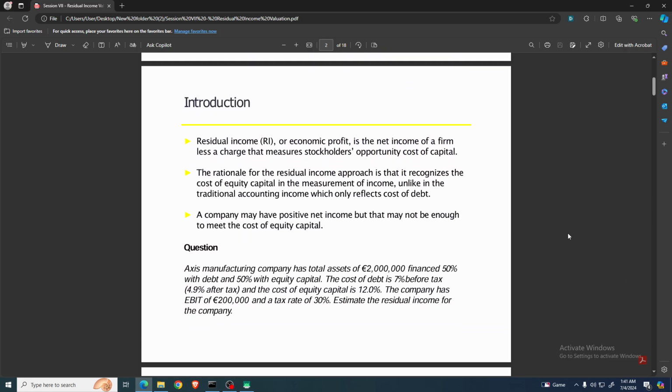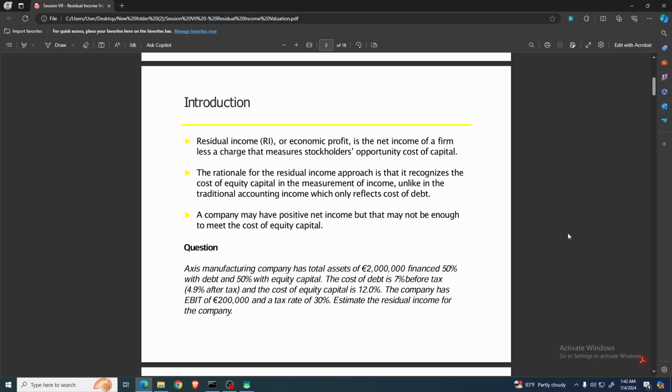So, let's have an introduction to the concept of residual income. Residual income, or economic profit, is essentially the net income of a firm after deducting a charge that represents the opportunity cost of the capital invested by stockholders. So this means that the residual income would account for the returns expected by both debt and equity holders. You can see that both parties involved with the overall asset construction of the organization are going to be interested in the returns of those debt and equity.